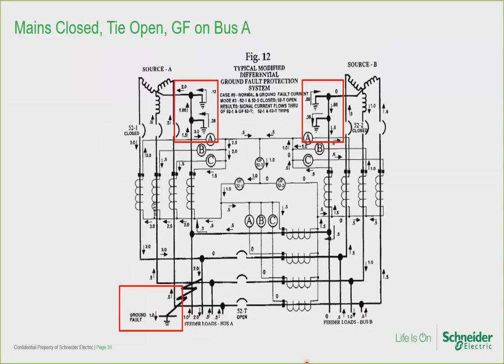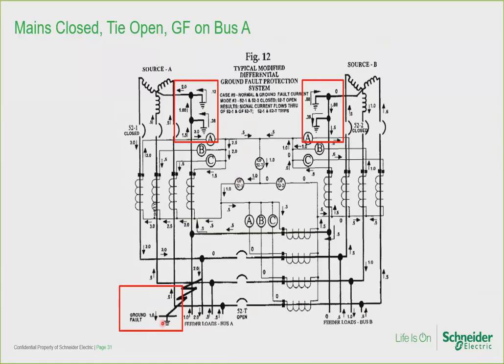Service A and Service B each have 2 neutral grounds, one at the transformer, the other at the main switchboard. So there's 4 neutral grounding points. There is 1 per unit ground fault current, as you can see on bus A, and that is superimposed on the unbalanced load current of the previous slide.